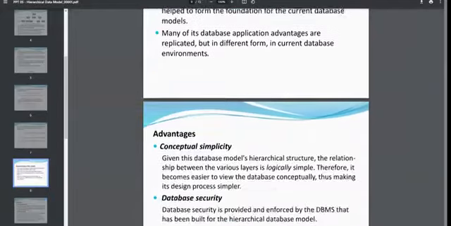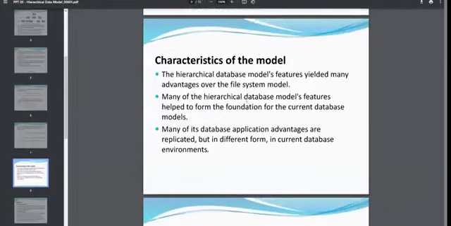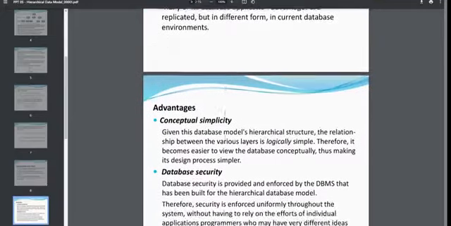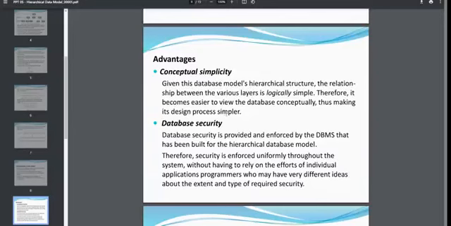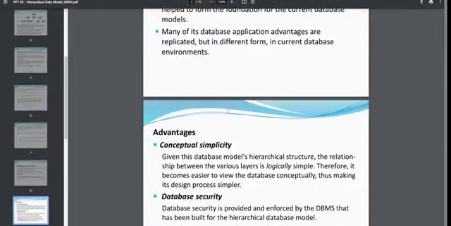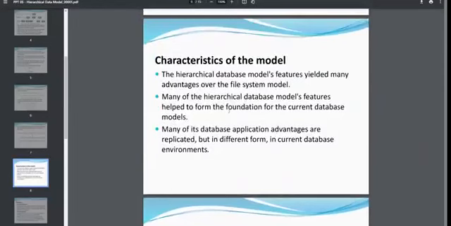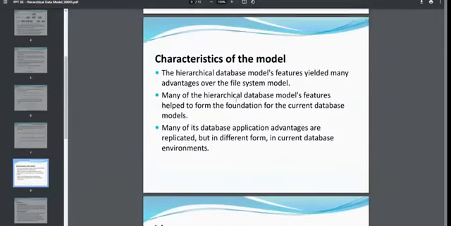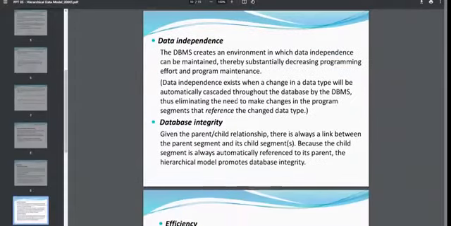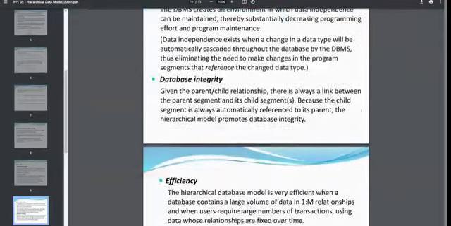So these are the characteristics. Can read and understand these things. And advantages. It is simple and comparatively secured when compared with the previous one. So they can be considered as advantages. And these are the other advantages: data independency and data integrity and efficiency.